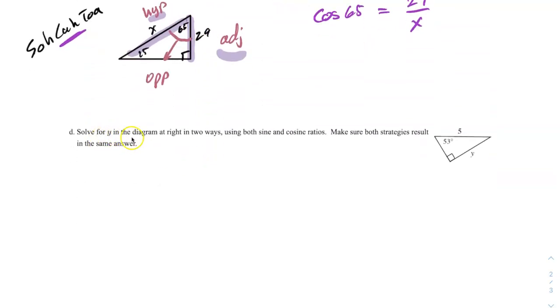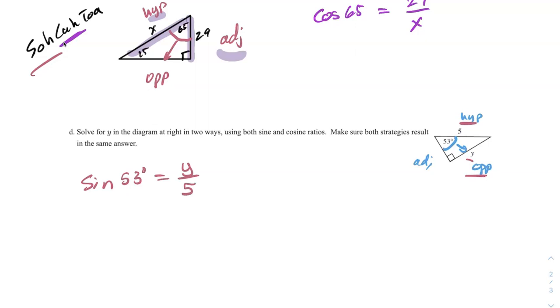Last one: solve for y in the diagram and write it in 2 ways using both sine and cosine ratios. Make sure that both ratios result in the same answer. So we're going to do this one here. So here's my angle. List out the sides. This is opposite. And this is the hypotenuse. Almost messed that up, sorry. This is adjacent. Based on this, we have the opposite side and we have the hypotenuse. So SOHCAHTOA right here. O and H is sine. So we're going to do sine 53 equals y over 5.